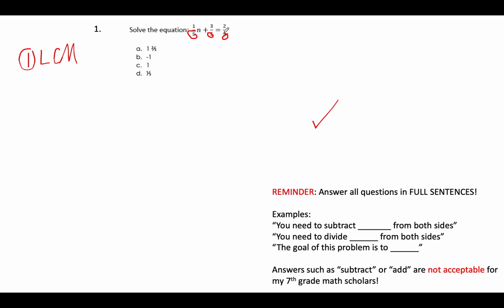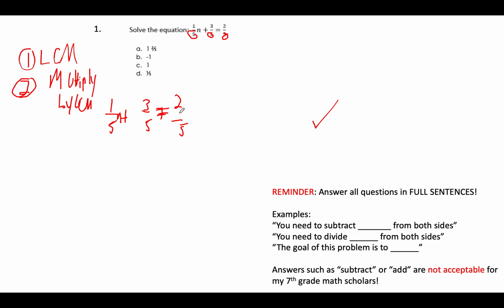And then using our least common multiple, in step two, we multiply both sides by the least common multiple. So here we have 1/5 n plus 3/5 equals 2/5. To solve this one, we're going to use our least common multiple, which is equal to 5 in this problem, or multiply both sides by 5.